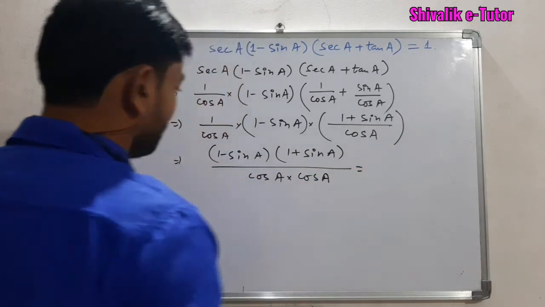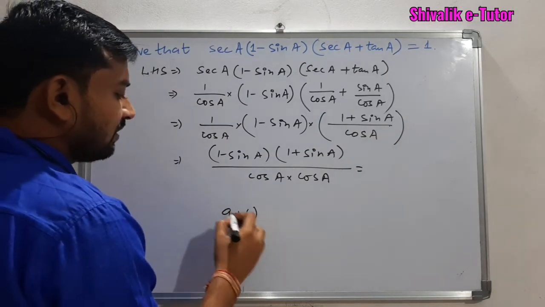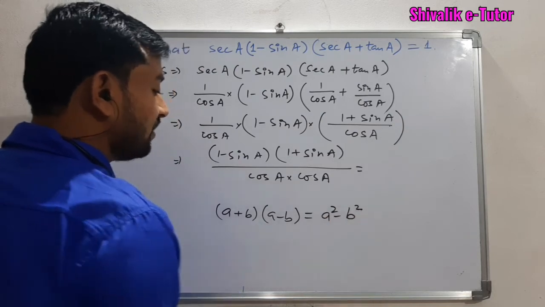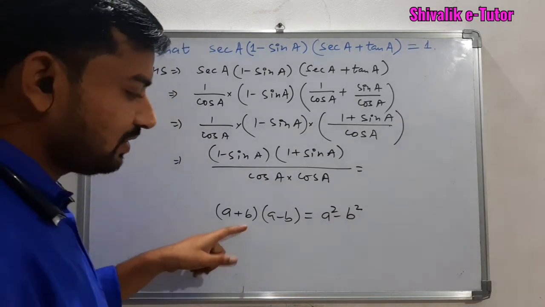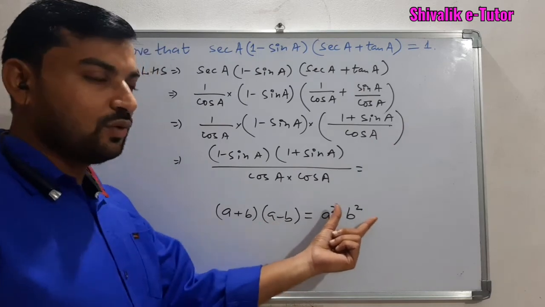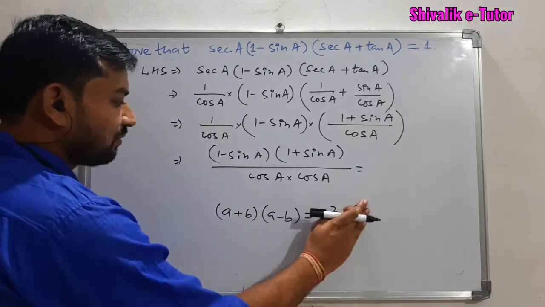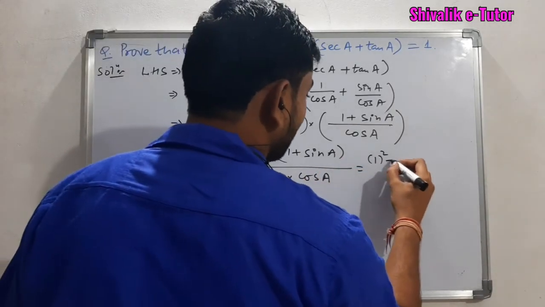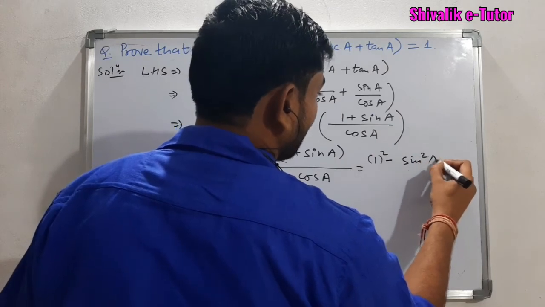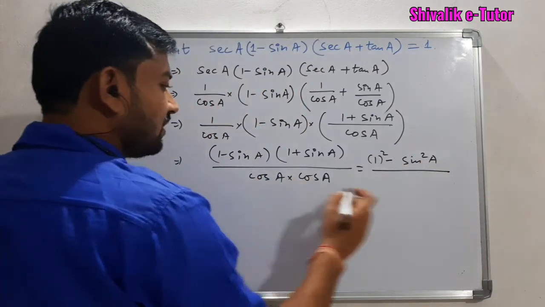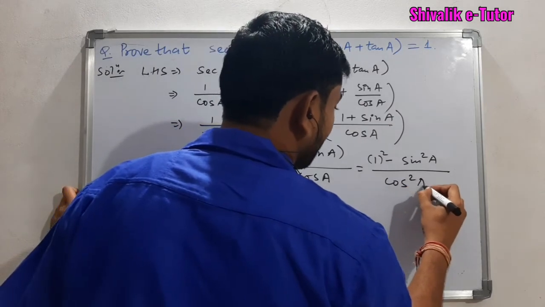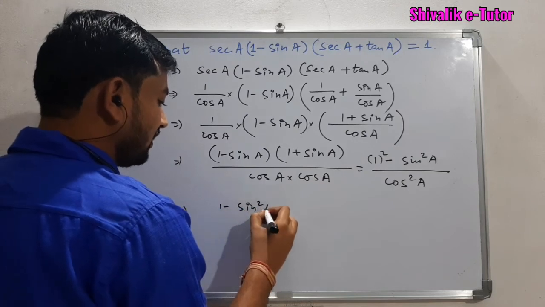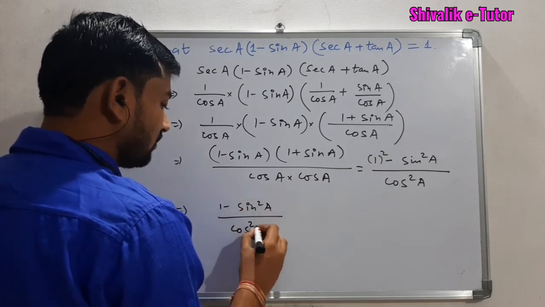Now look at this expression. This is nothing but A plus B into A minus B, which is a very simple identity which you have studied in class 8th and 9th. A plus B multiplied with A minus B is always equal to A square minus B square. So I am going to use this identity. Here the value of A is 1, so 1 square minus sin square A upon, here we can write it as cos square A. So from here what we are getting is 1 minus sin square A upon cos square A.